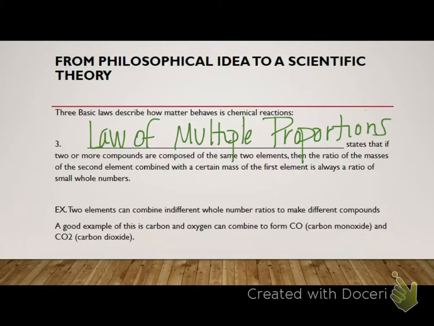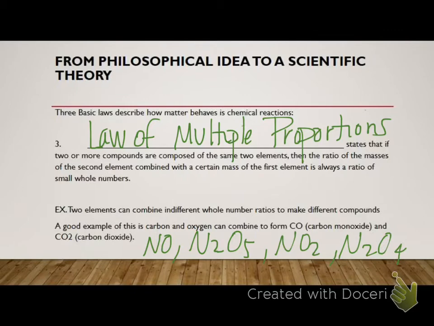Some other examples are nitrogen and oxygen. It can form NO, N2O5, N2O, N2O4, just some examples of ways that they go together. Of course, when we get to bonding, that will make more sense.